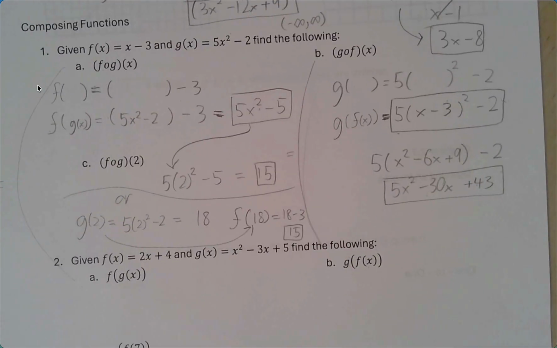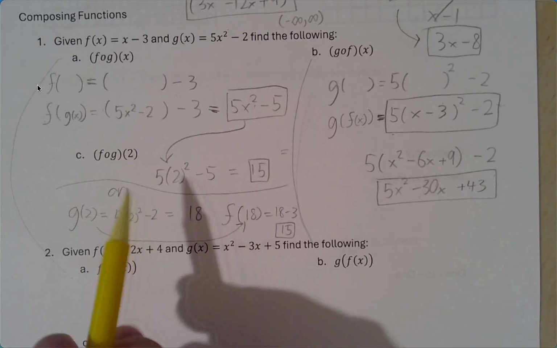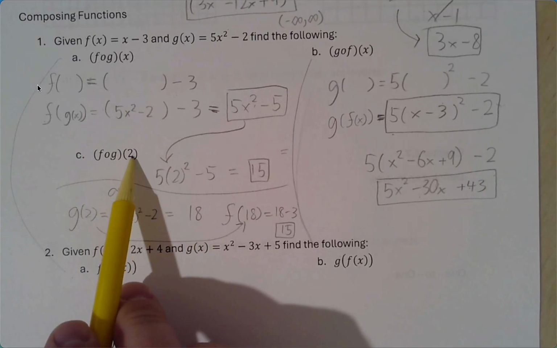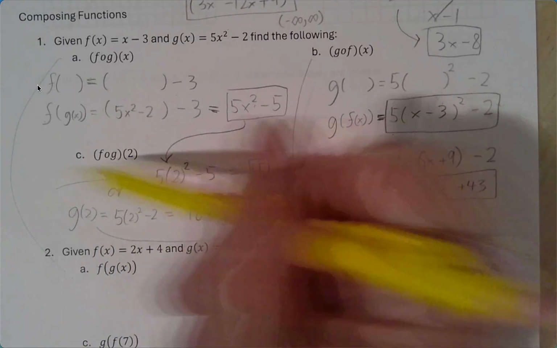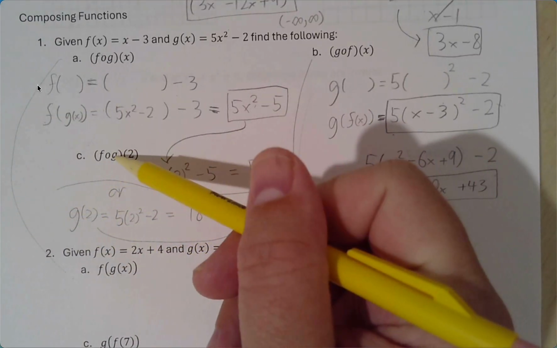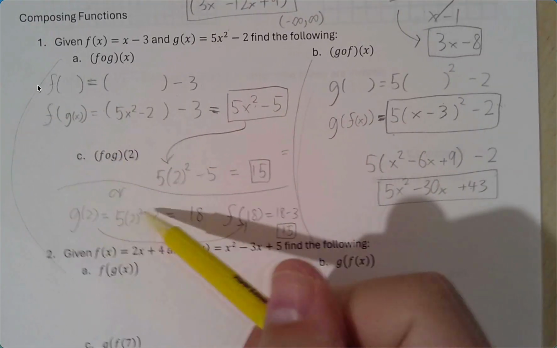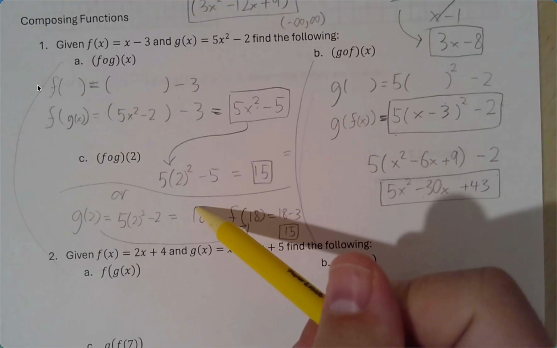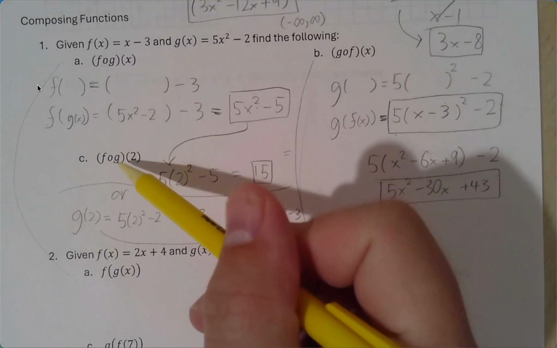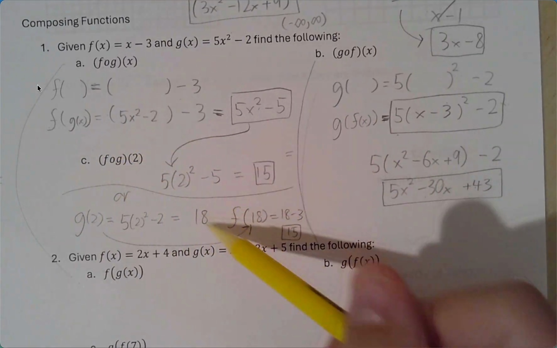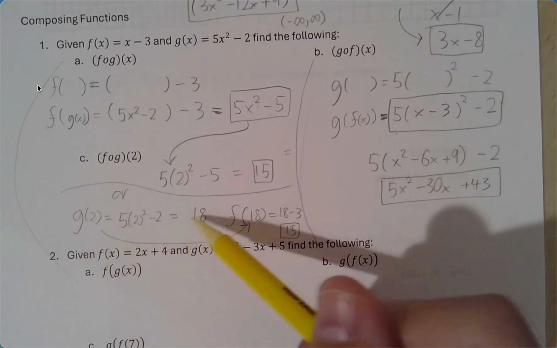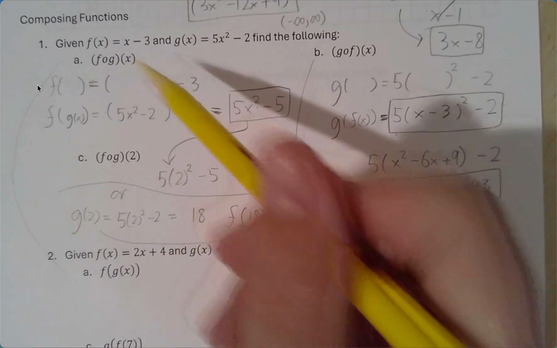So there's two ways of going through this. I hope you caught that. When there's a number to be plugged in, we kind of read it from right to left. 2 needs to go into g. I took 2, I plugged it into g, I got 18. That result needs to go into f. 18, my result of g, gets substituted into f.